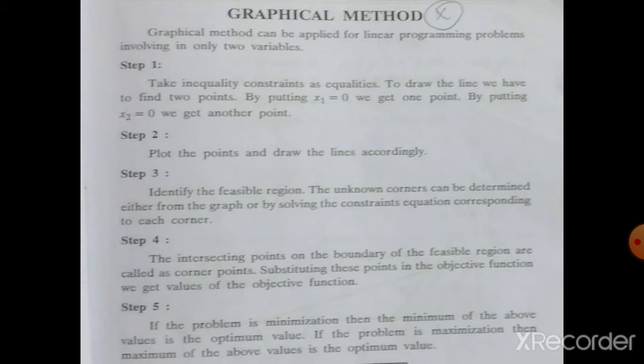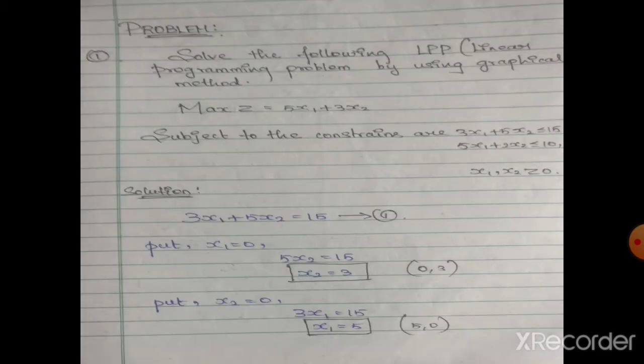For this we have to work through a problem. The first problem is: solve the following LPP by using the graphical method. Here two variables are involved, x1 and x2. The objective function is maximization of z equal to 5x1 plus 3x2, subject to the constraints 3x1 plus 5x2 less than or equal to 15, and 5x1 plus 2x2 less than or equal to 10. Always x1 and x2 are greater than or equal to 0 because of non-negativity.